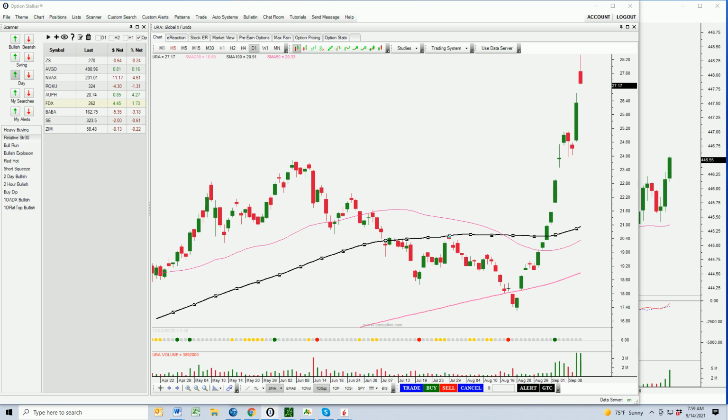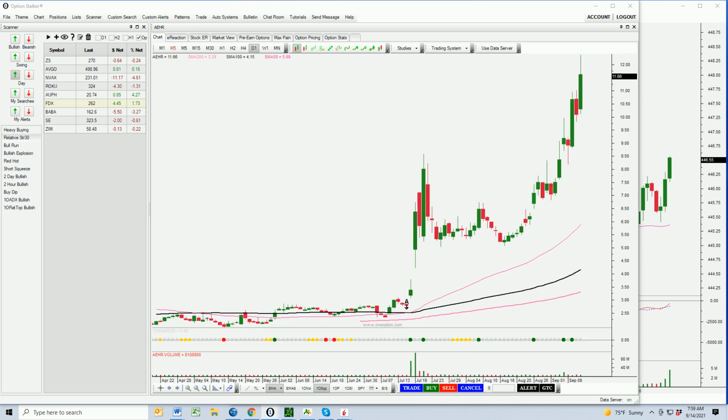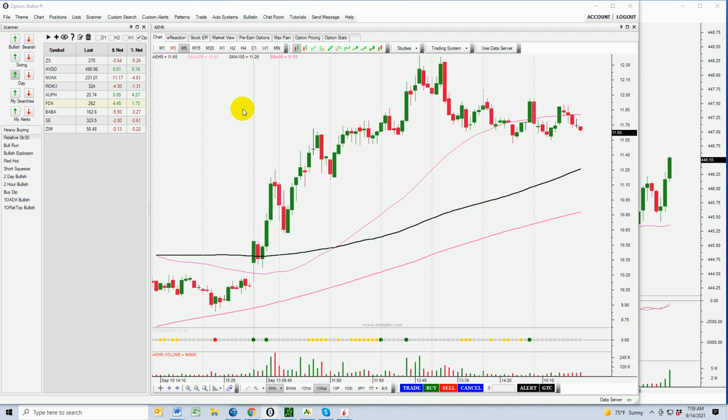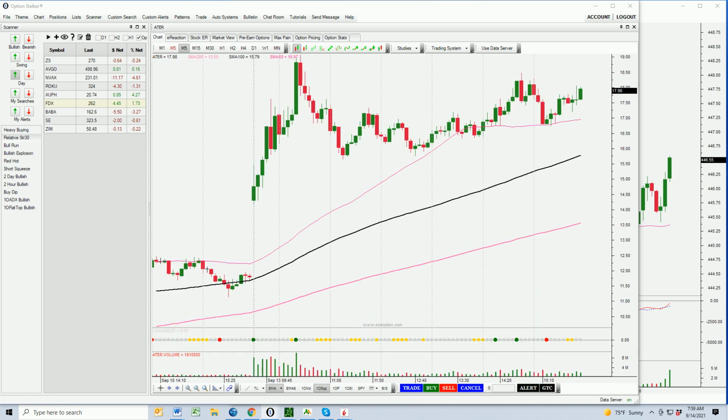So let me leave you with a couple of good longs that I like. I really like this one, AEHR. Could have had better volume in here. That's the only thing that I don't like. Let's take a look at the intraday price action just to see how choppy it is. Kind of a choppy mover, but I do like the fact that it is breaking out.